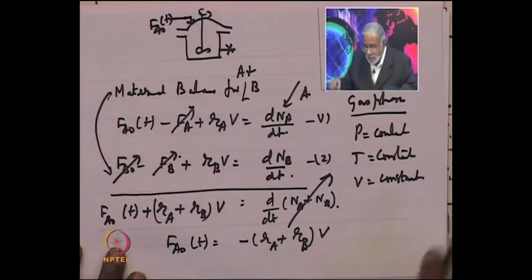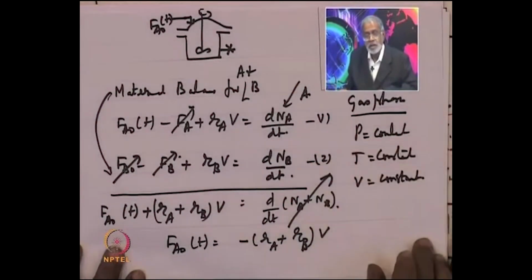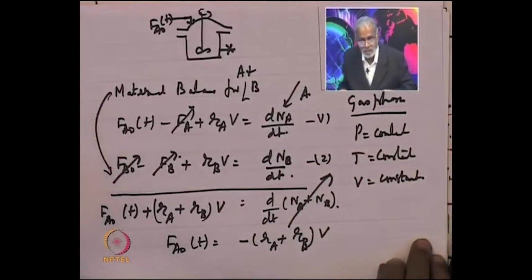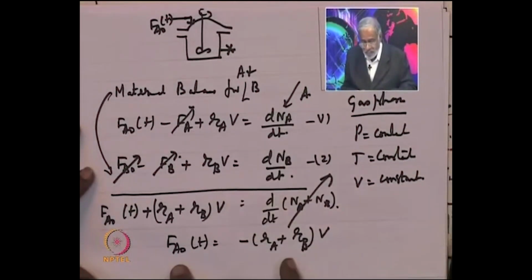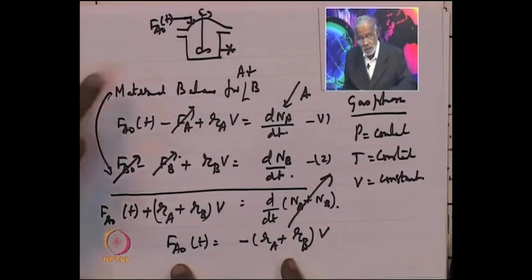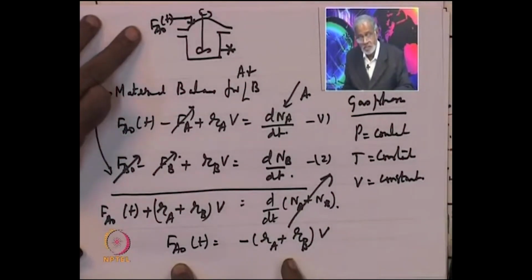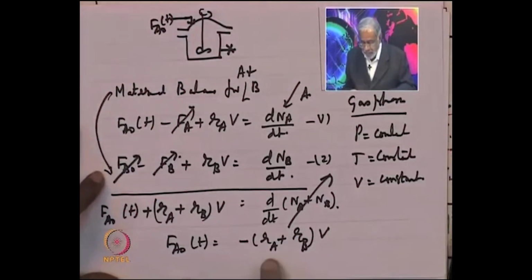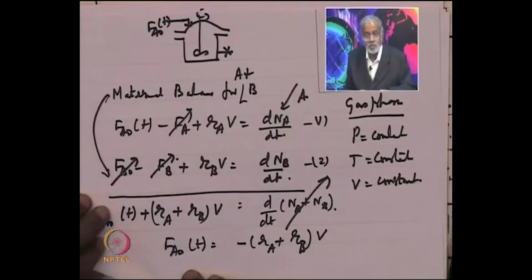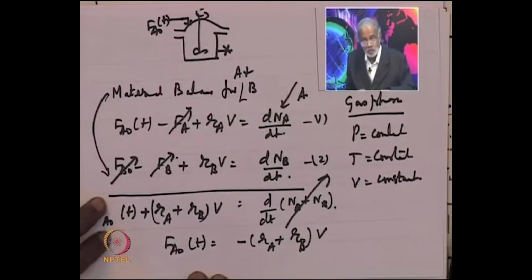In other words, the material balance, taking into account the fact that the gas law gives us the condition that d by dt of Na plus Nb is 0, gives us a result which tells us how we should regulate this process to be able to achieve constancy of pressure. We must regulate the flow of Fa0 so that it becomes always equal to minus of (Ra plus Rb) times V. So, this is the condition that we will impose on the control system that will regulate the flow of component A into the system.